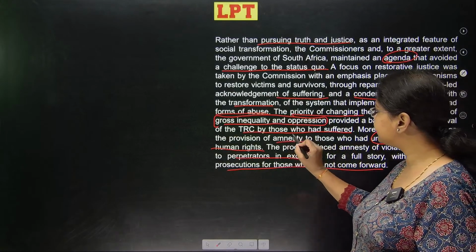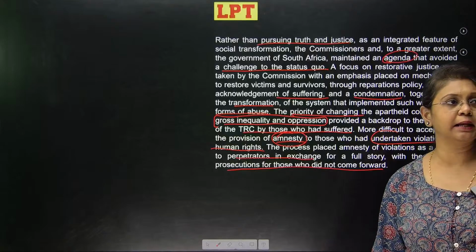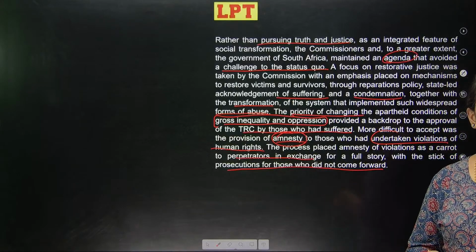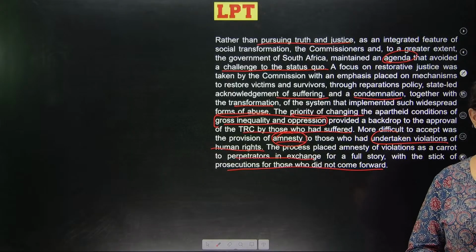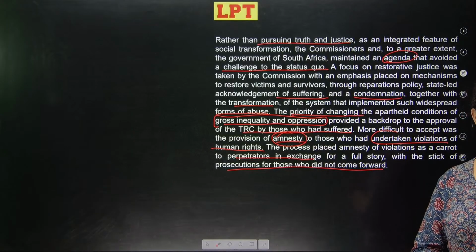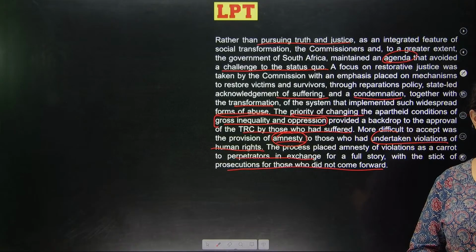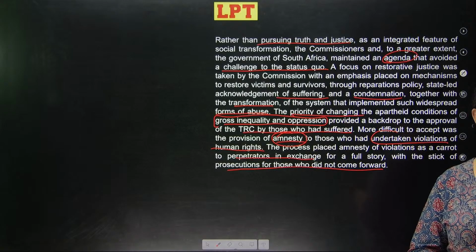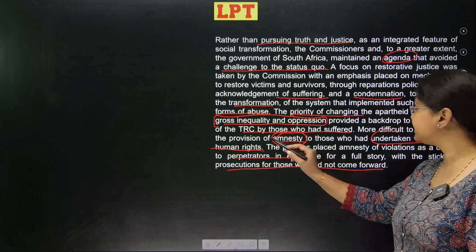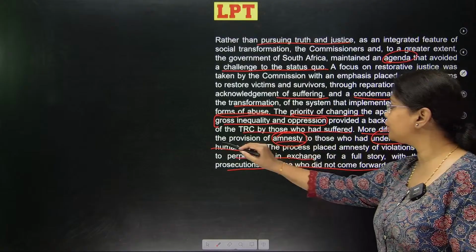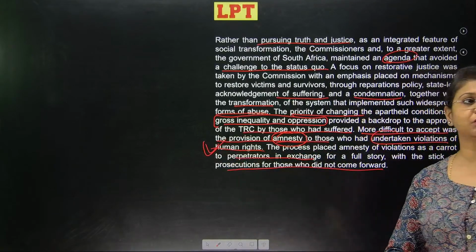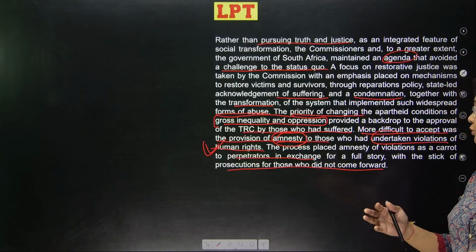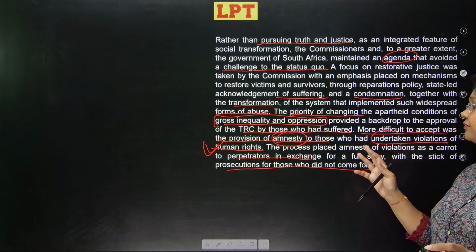Right, so you have this term here which is amnesty. Just make an attempt to make sense out of the statement, for those of you who don't know what amnesty means. That's the last question we are solving. Yes, Devesh, any answers? Okay, so it says, more difficult to accept was the provision of amnesty to those who had undertaken violation of human rights. So we are talking about granting amnesty to people who were responsible for violation of human rights.